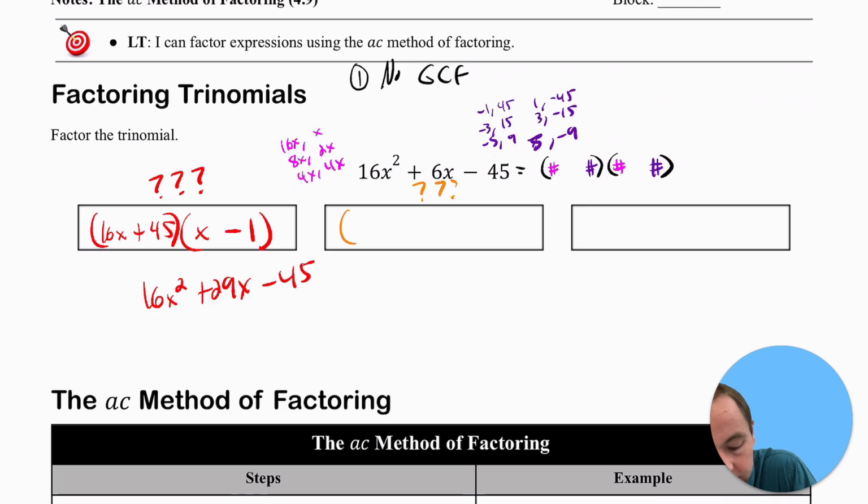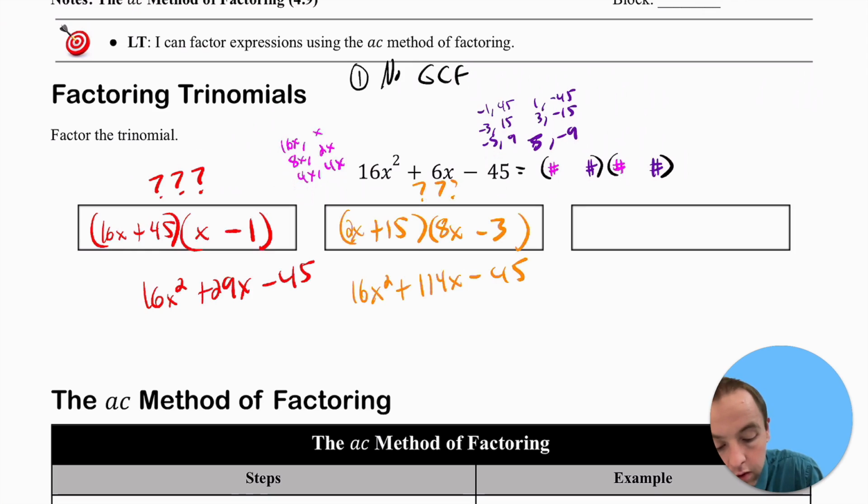Maybe if it's not 16x and x, maybe it'd be the 2x and 8x, right? So maybe plus 15 with a 2x, and then a negative 3 with the 8x. That one would actually give you 114x in the middle, which is definitely not the 6x that we want. So that wouldn't work either. Maybe you wanted to go into the world of the 4x and the 4x, and try the 9 and the 5, minus the 9 plus the 5. That one would give you a negative 16x in the middle, which wouldn't work either, right?